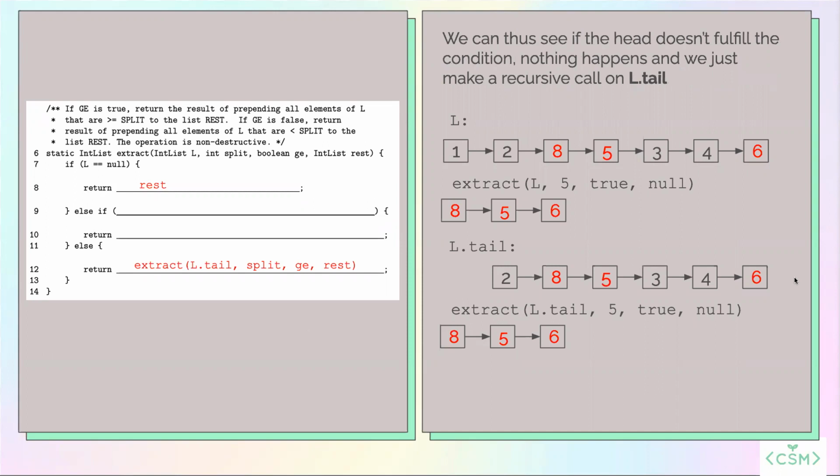So we can fill in the last line as follows. If we ignore the first element, we just return whatever the recursive call returns, which is extract of L.tail, split, GE, and rest.